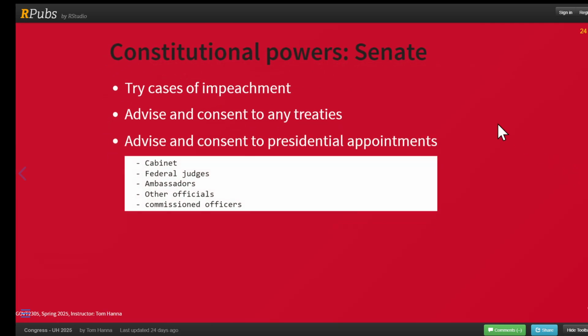Constitutional powers of the Senate, they get to try cases of impeachment. So the House of Representatives brings the charges, and then the sober, deliberative, thoughtful Senate actually tries the cases. They sit as the court. They have to give advice and consent to any treaties and most foreign policy actions of the president. So this is important. And then they also give advice and consent to presidential appointments.